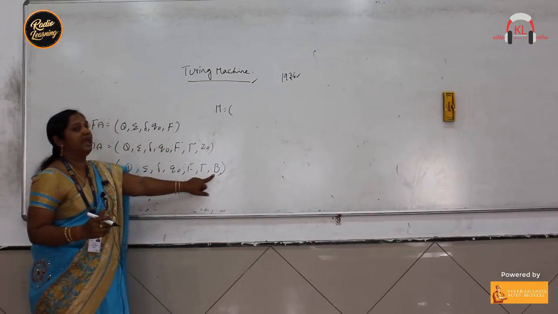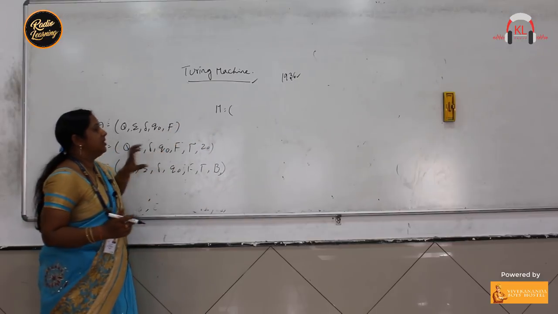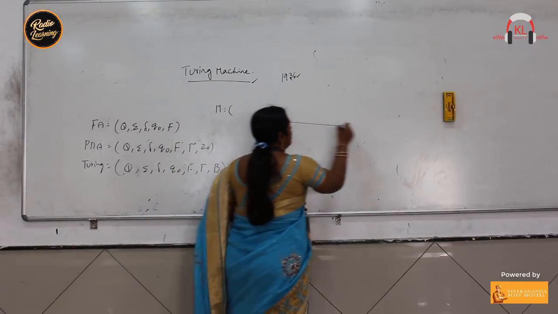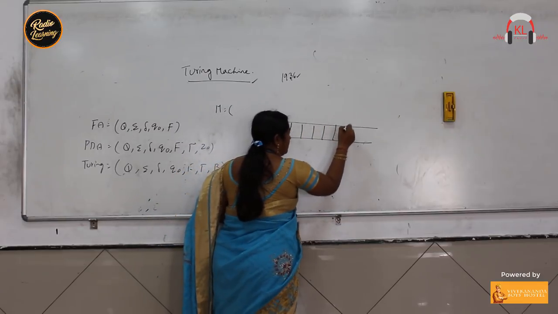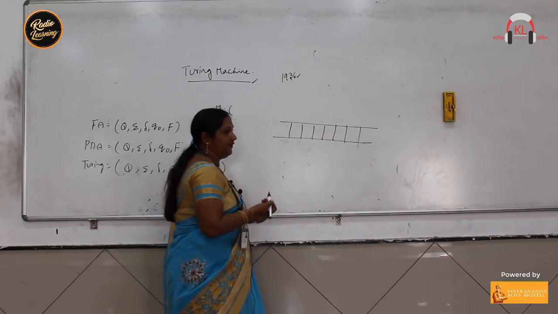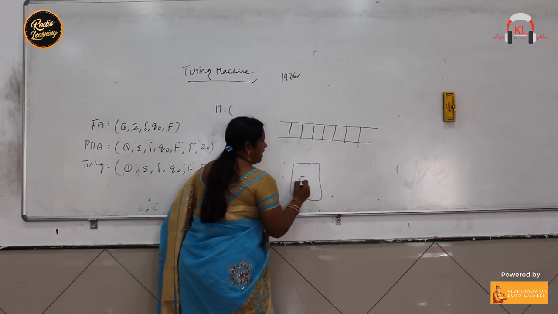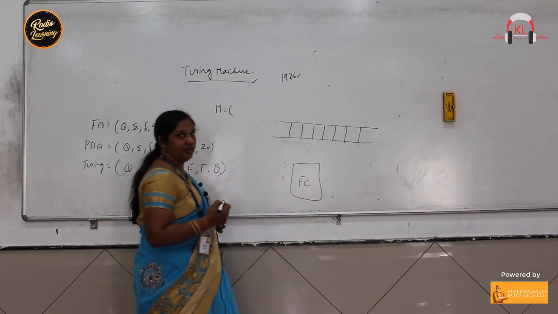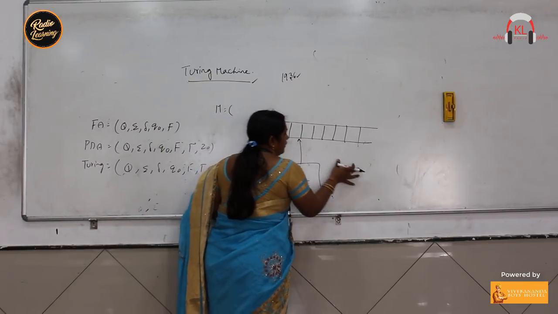This indicates the blank space. This blank space is in the given tape. That means in the Turing machine we have a tape of infinite length. Here, in the finite control unit, one of the advantages of the Turing machine is that the tape head moves forward and backward.